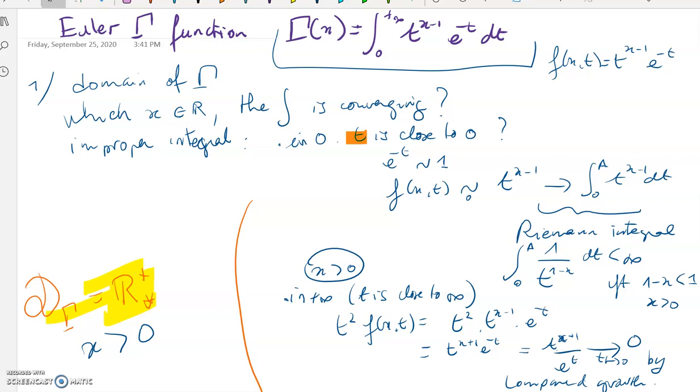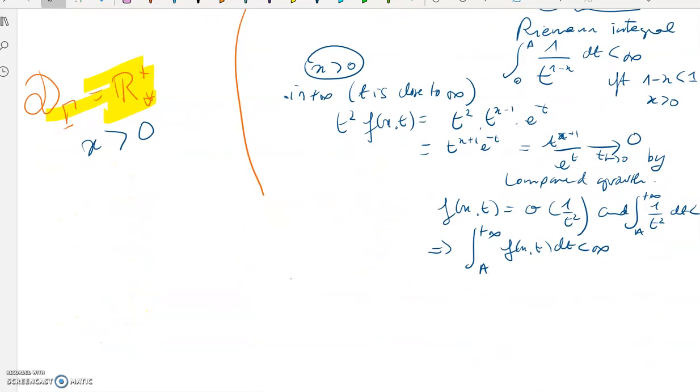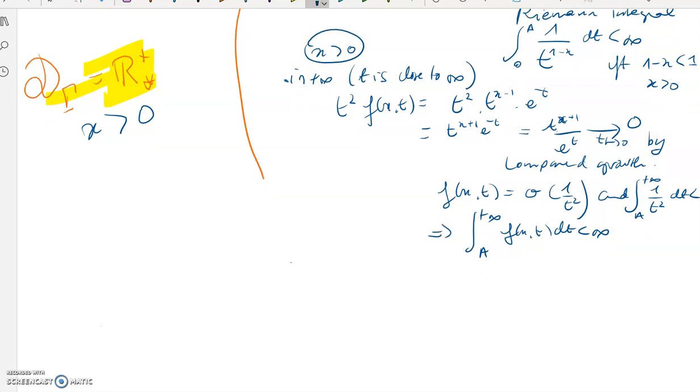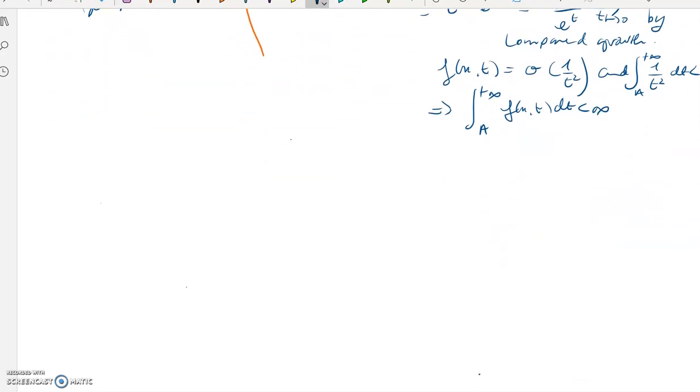Okay, so we have found that our gamma function was well defined for x strictly greater than 0, so x in R plus star. Now let's have a look at the continuity of this function. So we want to use the theorems on continuity of parameter-dependent integrals. All right, so continuity. Let's see, what do we need?